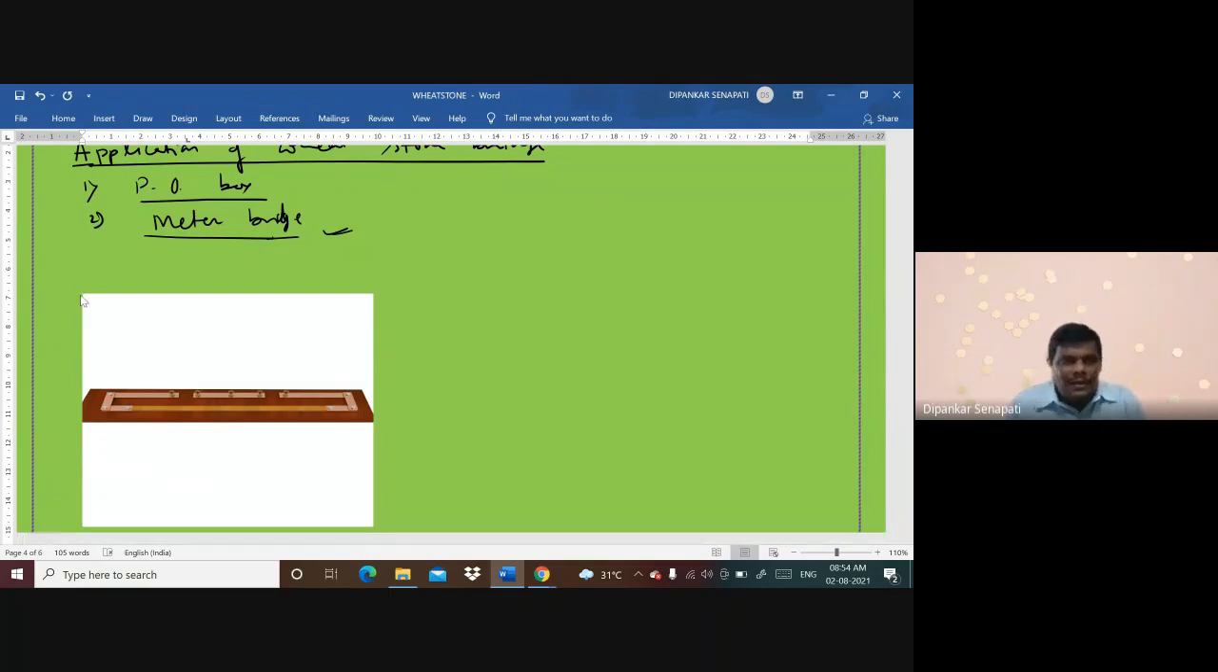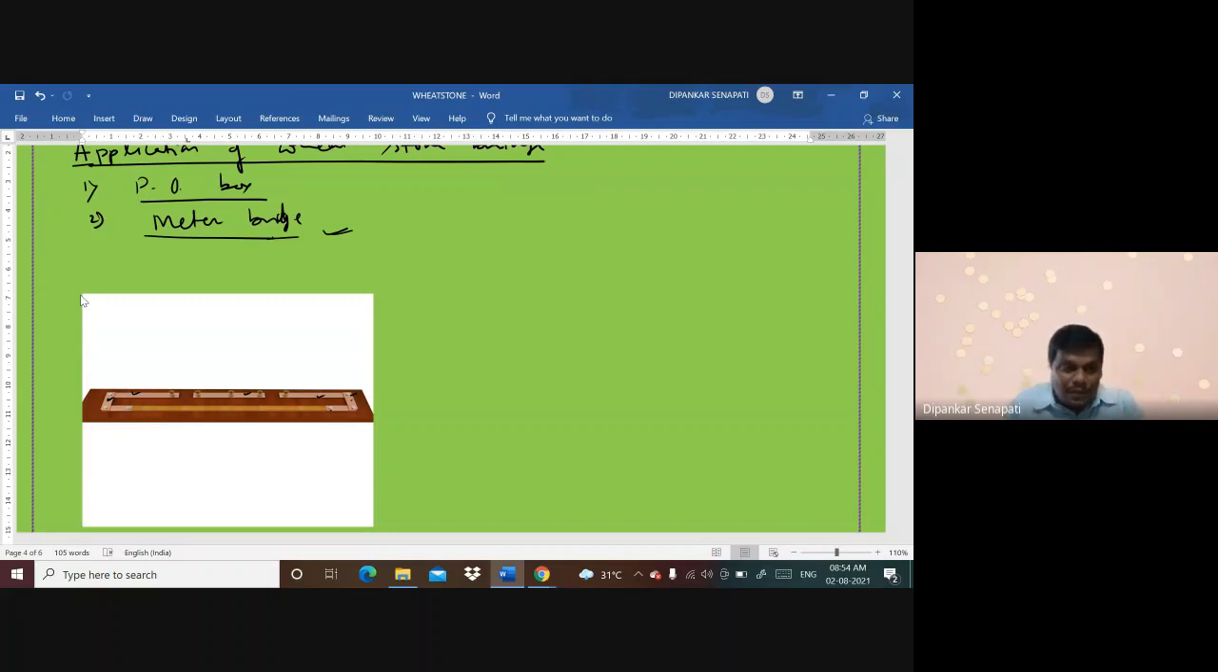You see, these are copper plates, or sometimes we use steel plates, and these are screws. Screw one, two, three, four, five, six, seven, eight, nine. Okay, so how do we use this as a meter bridge? How do we give the form of a meter bridge to this simple apparatus?